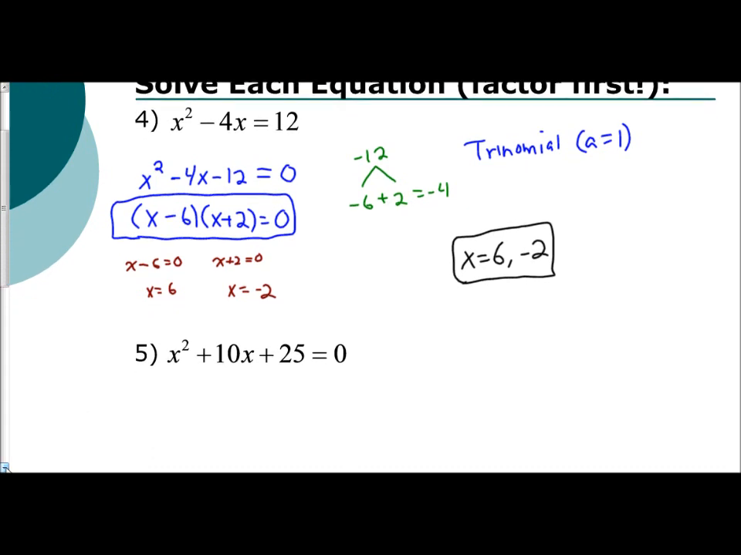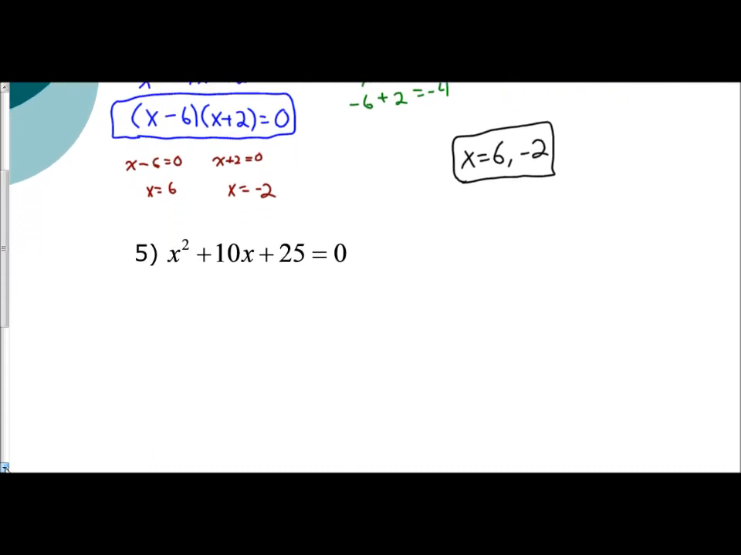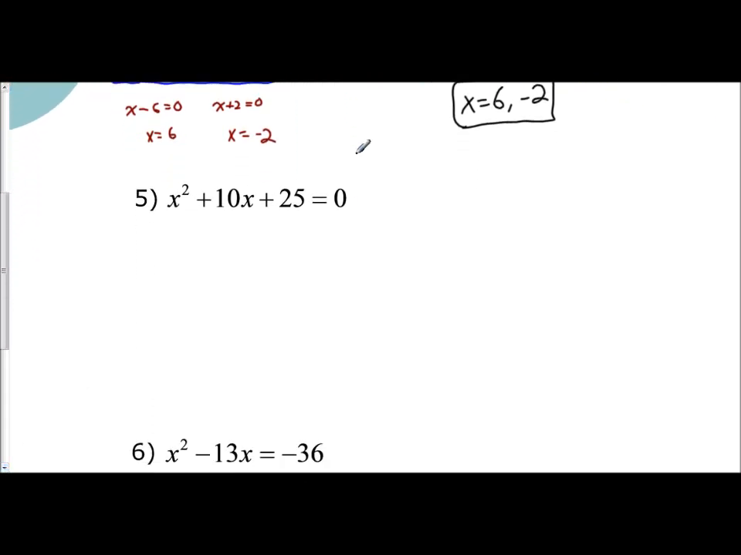So if I look at example number 5, I have x squared plus 10x plus 25 equals 0. So I'm already set. I have the equals 0. I don't need to move anything from one side to the other. So I'm going to go right into factoring from here. I take a look. There is no GCF between all three terms. So I see 3 terms. That means you have a trinomial. It starts with x squared, which means your leading coefficient A is 1. So again, I can use the product and sum technique.